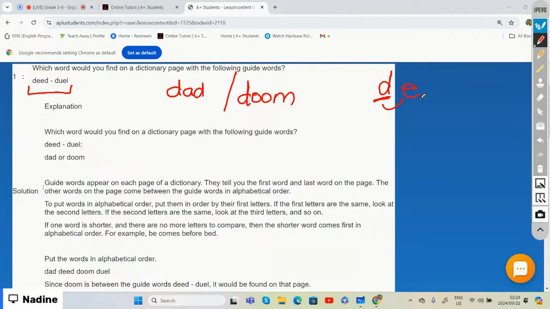Deed is with an E, duel is with a U, which means that any letter that comes in front of E, that's a no go. Any letter that comes after U, we cannot use as the second letter. Look again. Will you find dad on the same page as deed and duel? Dad is D-A. Deed is the first word on that page and it has an E.